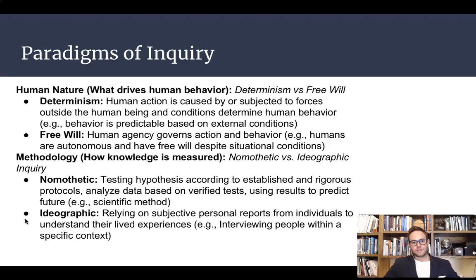Free will, on the other hand, is the belief that human agency actually governs our action and behavior. So humans are autonomous and have free will despite situational conditions. So, this is the assumption that we are in control of our behavior and we do make informed decisions.